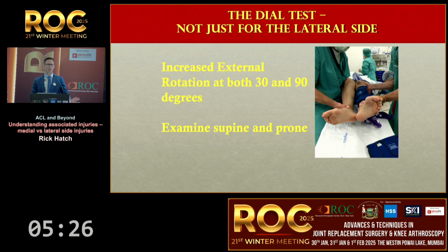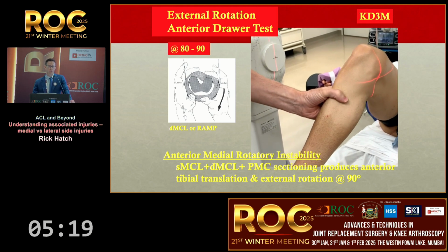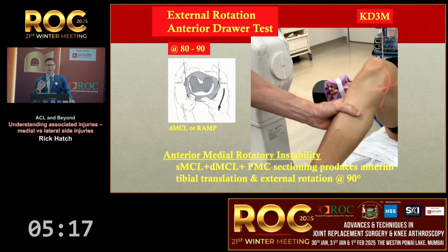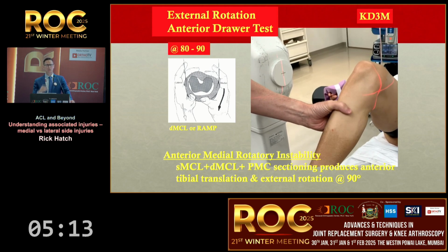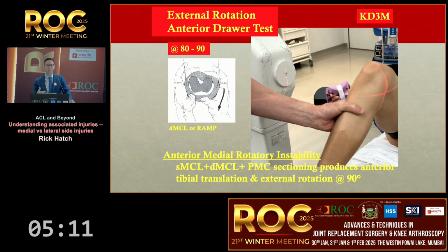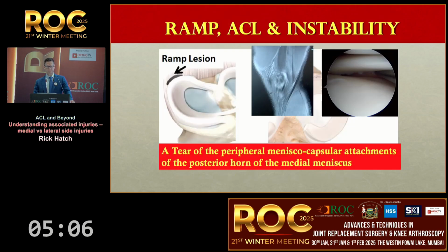And it's just an external rotation test. It can be done prone or in supine position. And this is an example of an external anterior drawer test. And if you watch, the anterior medial joint is coming anteriorly, and this is anterior medial rotatory instability. So this is an ACL, and this is also a deep MCL.